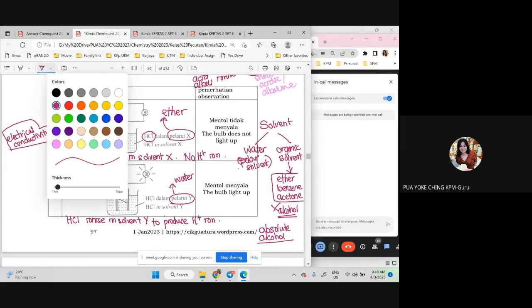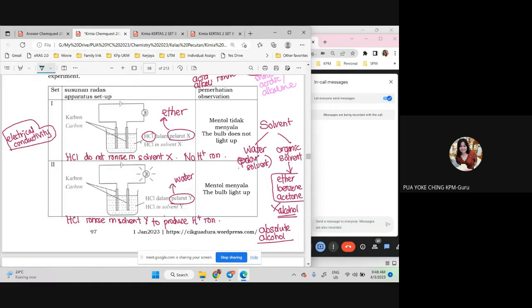This is compare. So when you compare, you can sort it very clearly. First point, do not ionize. This one ionize. Second point, no H plus ion. Here got H plus ion. Okay. So remember, when you compare, must have both parts. Okay. So we need water, then only we can ionize. So this is for role of water. Okay. So in role of water, it can check your electrical conductivity.